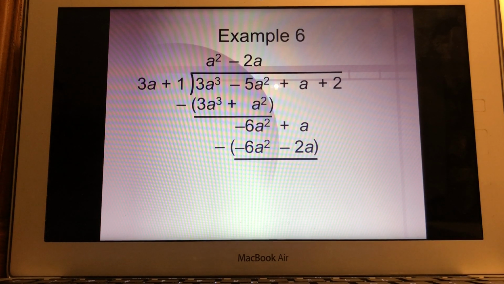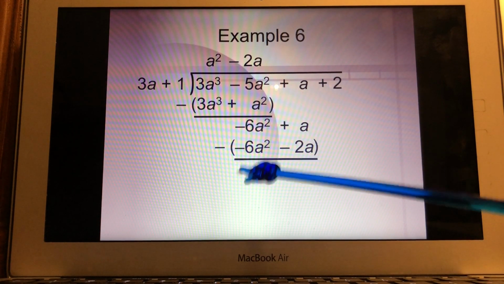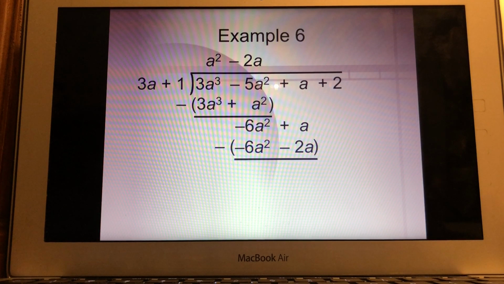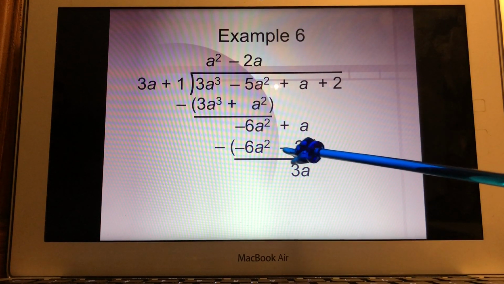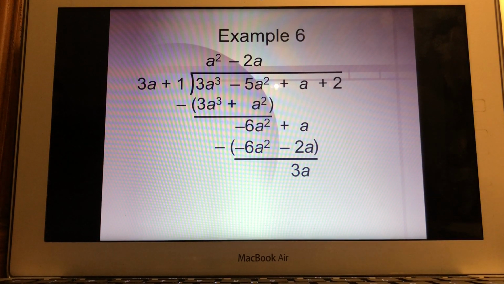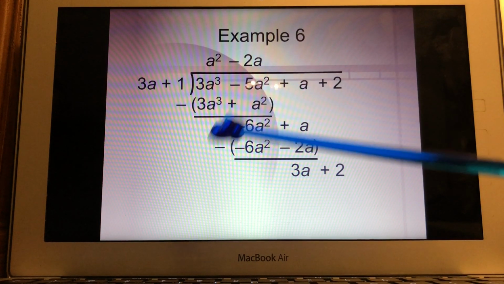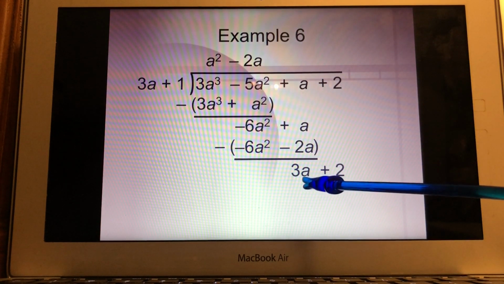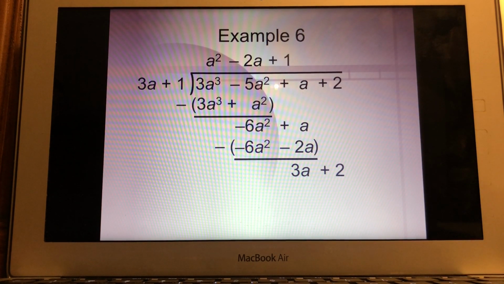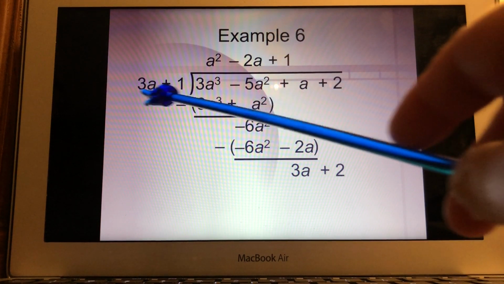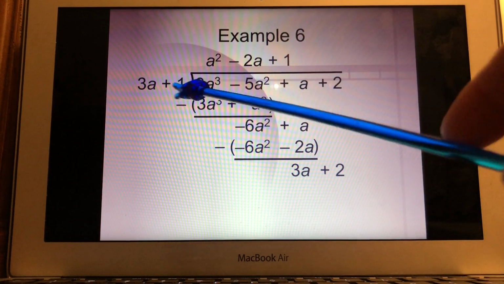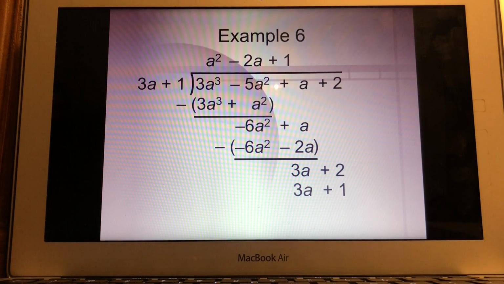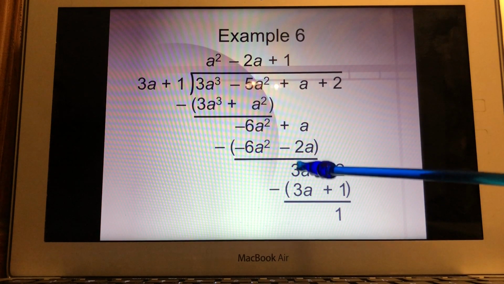I'm going to subtract all of this, okay? And so this actually cancels out. And a minus negative 2a gives me 3a. I'm going to bring the 2 down. Now, what times 3a gives me 3a? Well, it's 1, right? So plus 1. Okay, 1 times 3a, 1 times 1. And then I get 3a plus 1. I'm going to subtract those two. And I get 0 here.